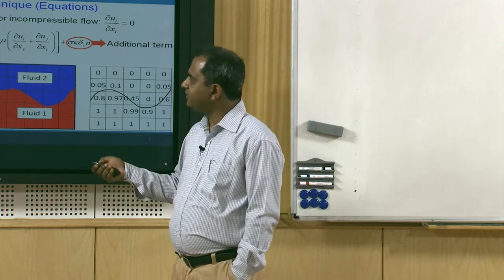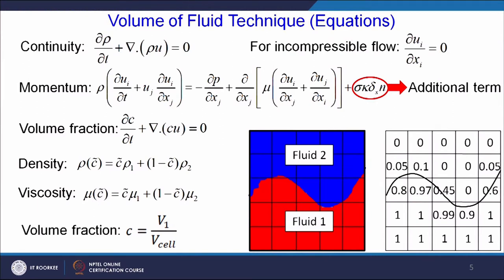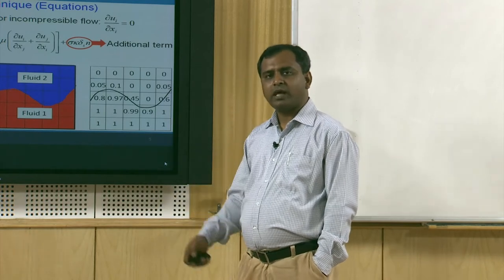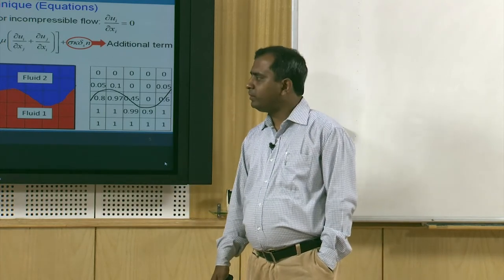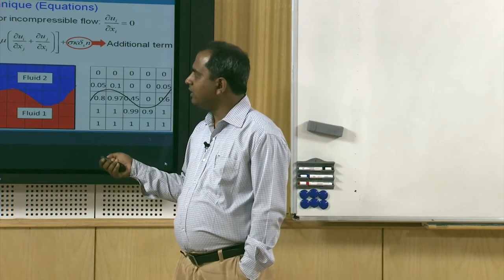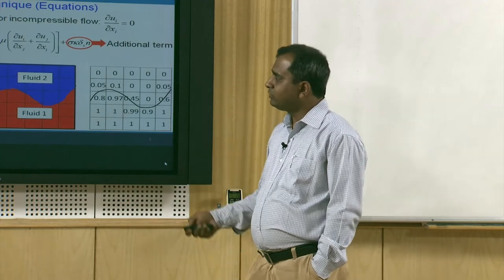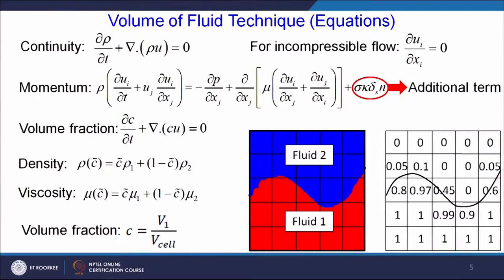Let us say this C is nothing but the volume fraction for the first fluid. So, this rho can be written as C into rho 1 plus (1 minus C) into rho 2. That means, whenever you are in the bulk of the first fluid where the value of C is 1, rho takes the value rho 1, and whenever you are in the bulk of the second fluid, rho takes the value rho 2, because C will at that time become 0. Okay. Similarly, viscosity can also be defined. So, mu equals C into mu 1, the first fluid viscosity, plus (1 minus C) into mu 2, the second fluid viscosity.